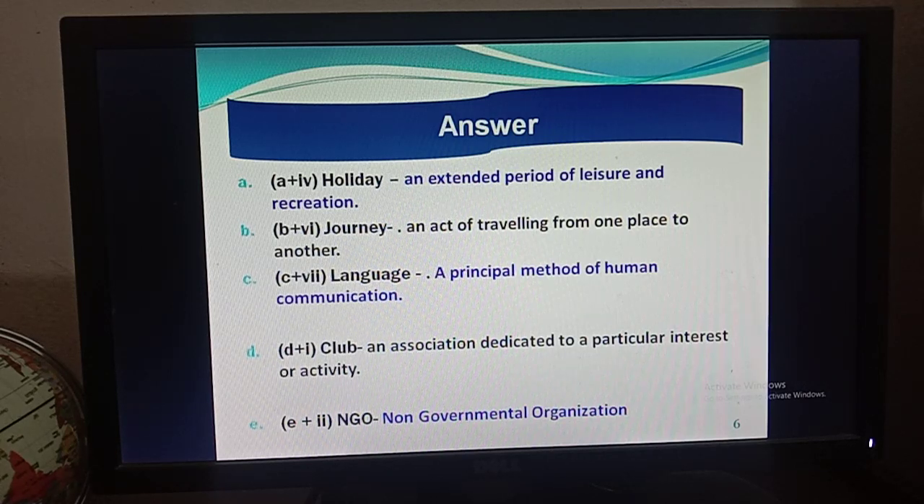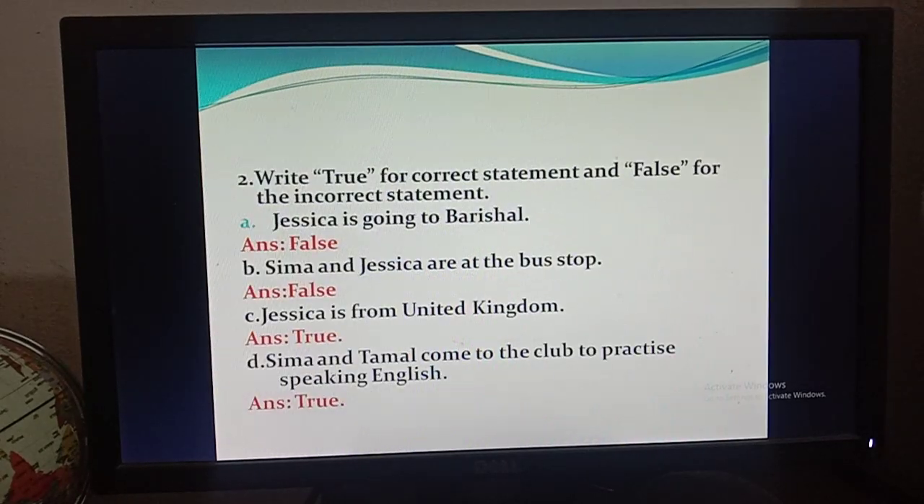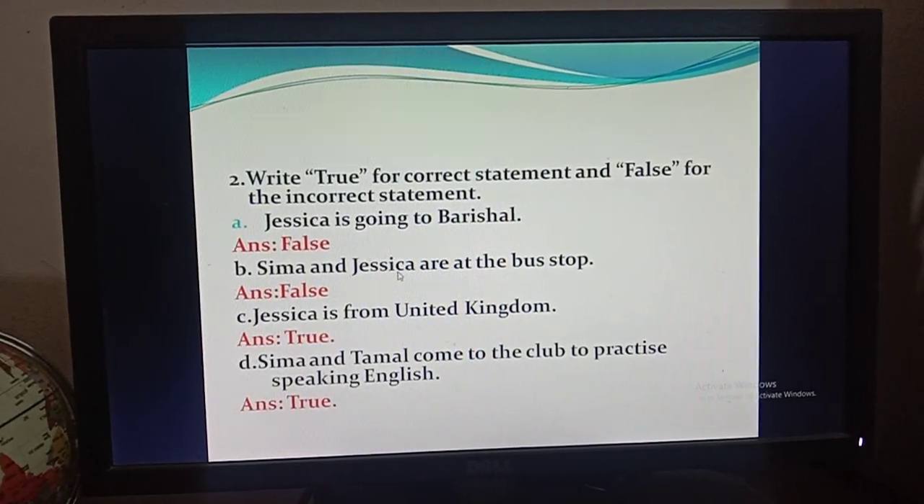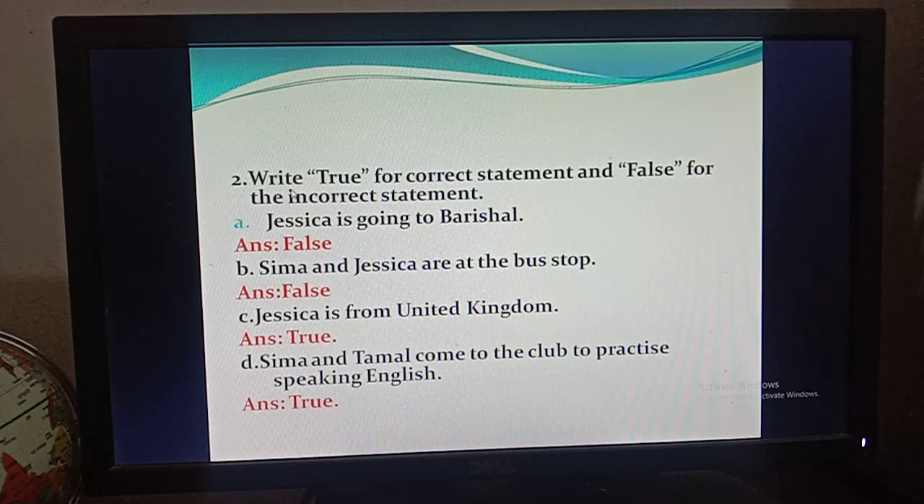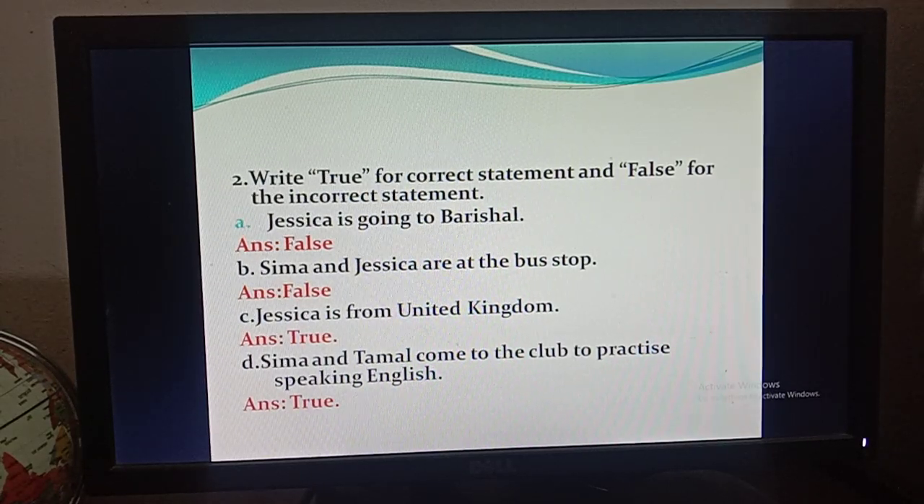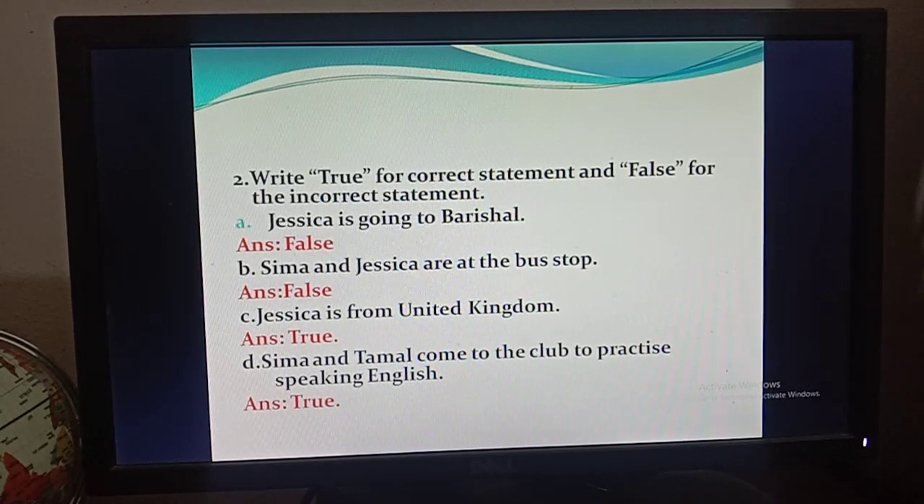Now I am going to give you some true false and you have to write it down in your CW copy. Okay, so here you can see that I have written write true for correct statement and false for incorrect statement. So you need not write the correct answer, you will just write false or true. Okay, true for true and false for false.